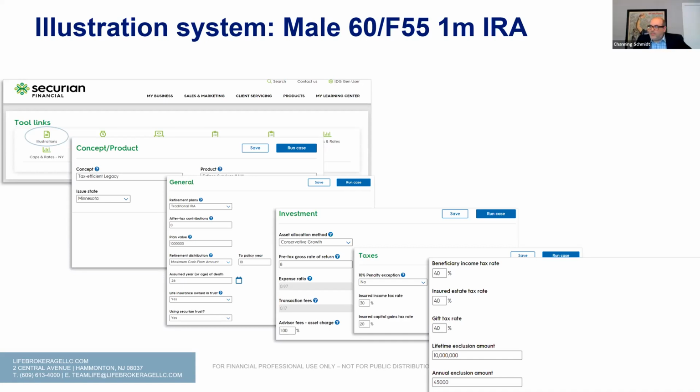So here's some of the prompts that we put in. You can take a look at it. This will show you all the different inputs that you can put in there, from the investment side to the tax rate side, the beneficiary tax rate side. So there's a lot of flexibility within the system. Let's take a look at the output.